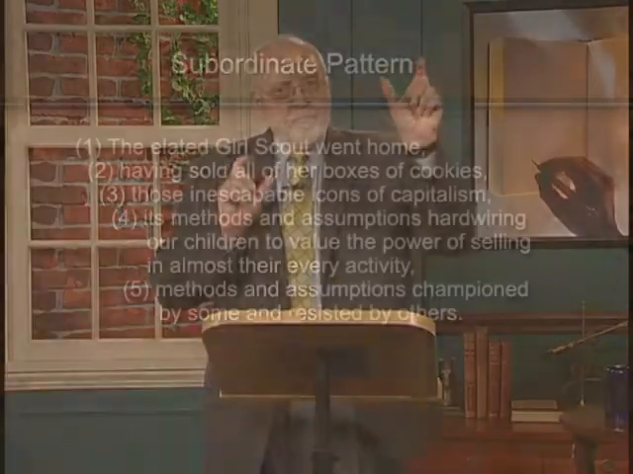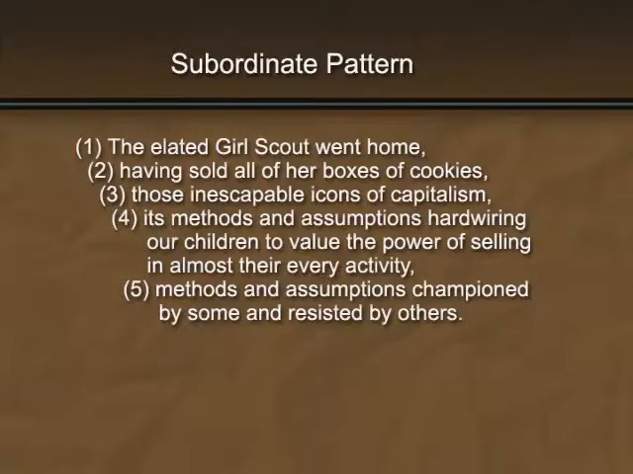The subordinate pattern goes a little bit different. Base clause, the elated Girl Scout went home. Second level, having sold all of her boxes of cookies. Third level, those inescapable icons of capitalism. Fourth level, its methods and assumptions hardwiring our children to value the power of selling in almost their every activity. And a fifth level, methods and assumptions championed by some and resisted by others.